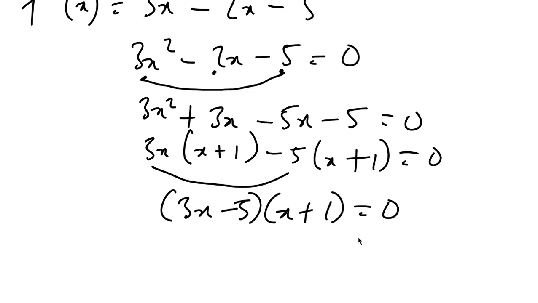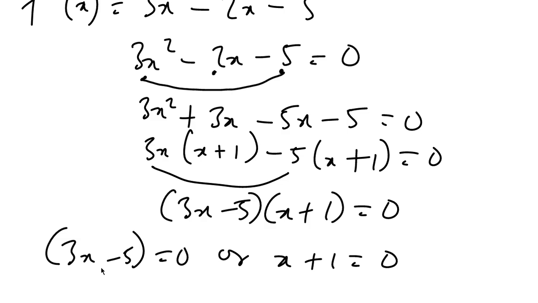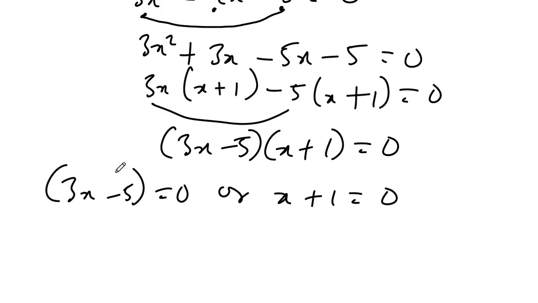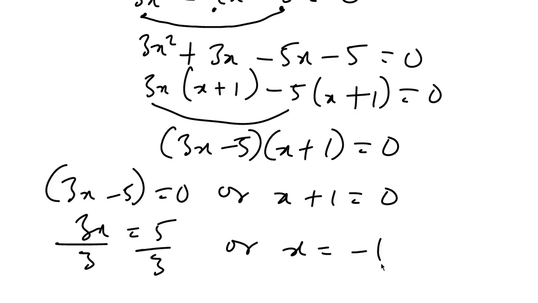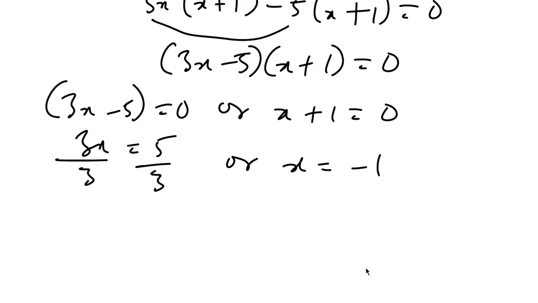Equate each component to 0. What are we getting? 3x minus 5 is equal to 0, or x plus 1 is equal to 0. So when the negative 5 crosses over, that means 3x will be equal to 5. Dividing through by 3, x is 5 over 3, or x will be equal to what? Negative 1. Are you following? So these are the two points of x for which you are having a critical point.